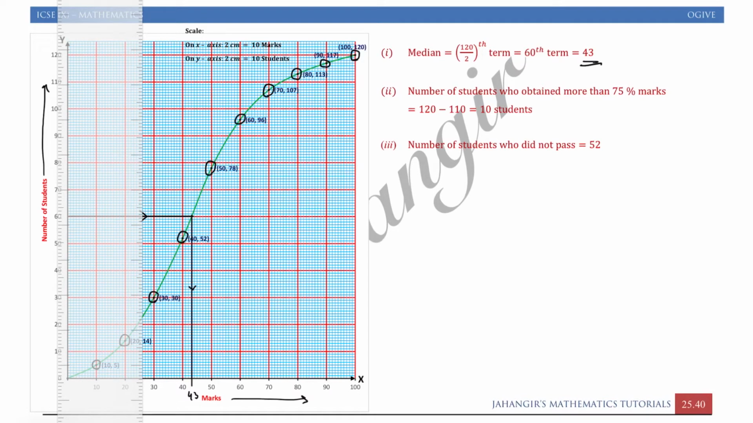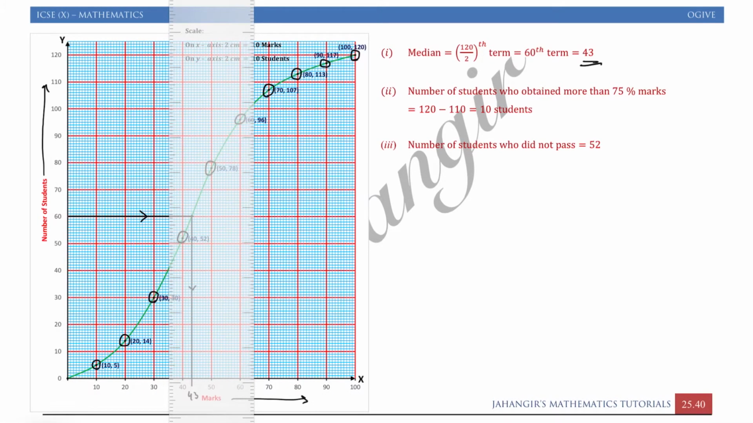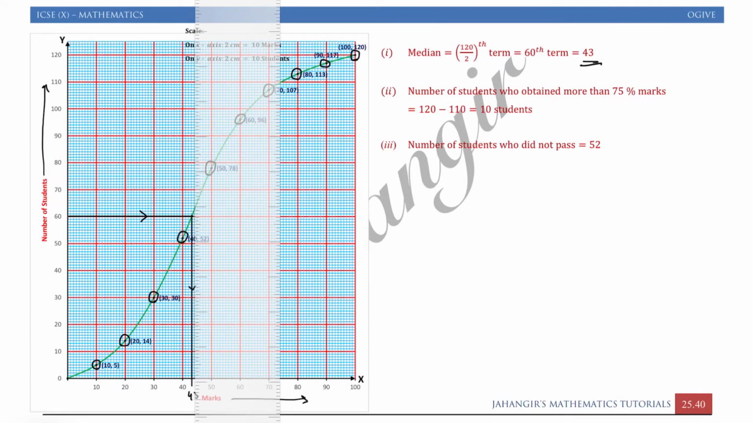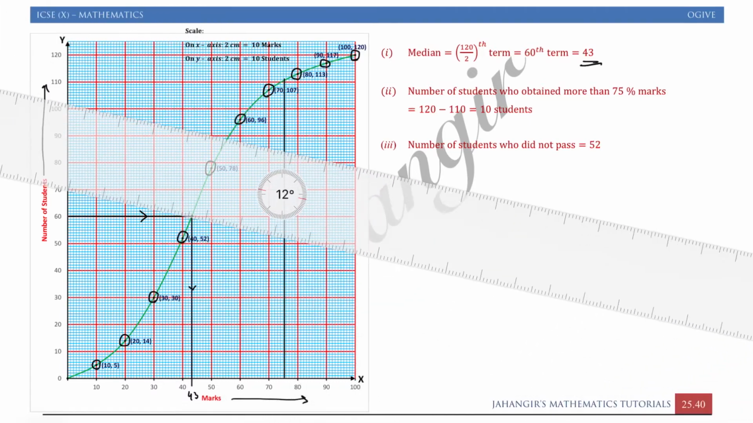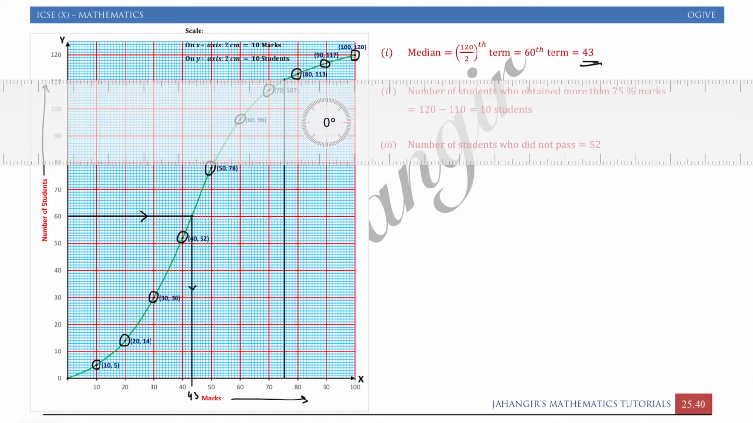Since it is out of 100, 75% represents 75 marks. If it is out of 200, then you have to find 75% marks, that is 150. But when it is out of 100, you don't need to find it. You can just simply mark 75 on the graph and take the readings.